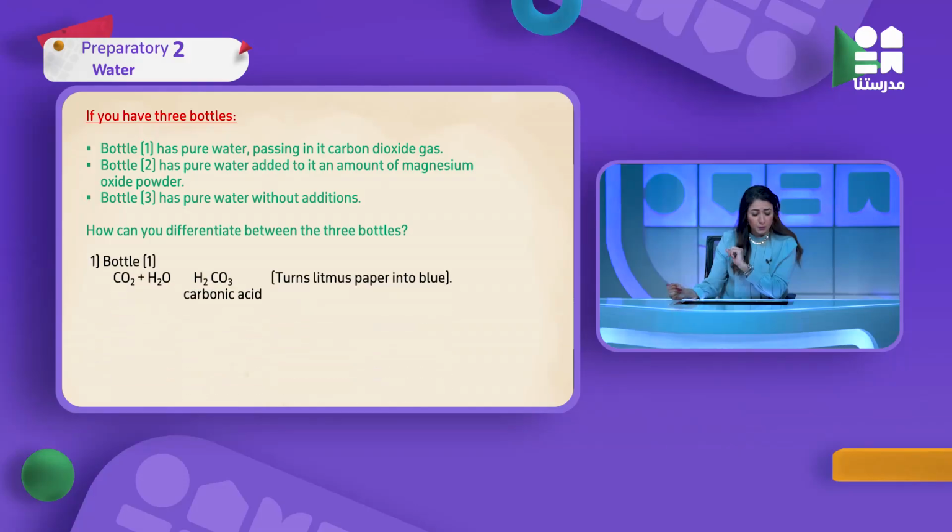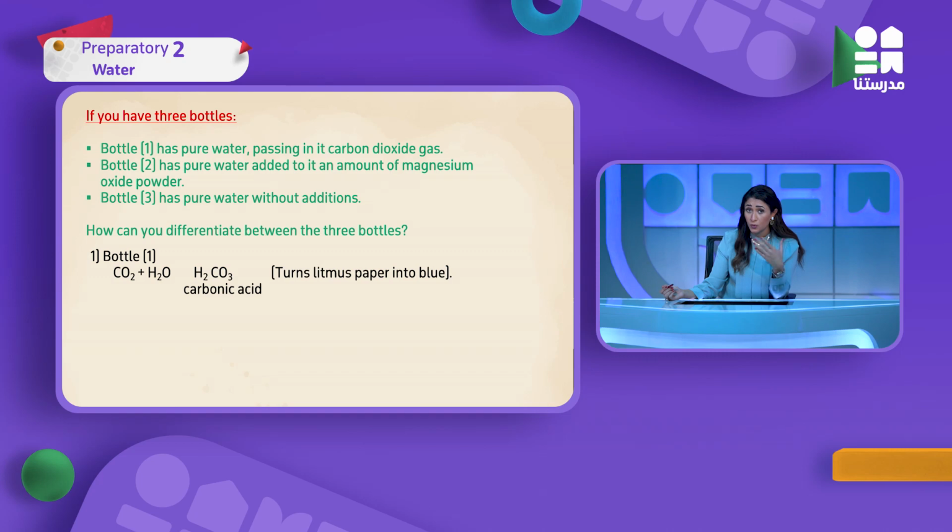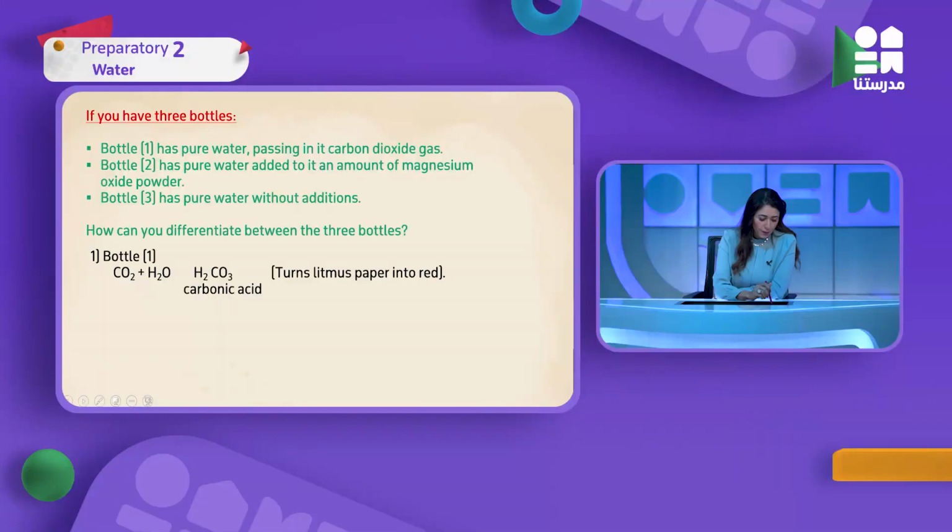امسك الاول bottle 1 and I will answer it in details. Bottle 1 CO2 هحول الجمله بتاعتي لايكويشن. فانا عندي bottle 1 has pure water يبقى H2O passing with carbon dioxide يبقى CO2. يبقى هقول CO2 plus H2O will give me carbonic acid. And because I have a non-metal, it will turn litmus solution into red because the acids turn litmus solution into red. So I now differentiated bottle 1 from bottle 2 and 3.